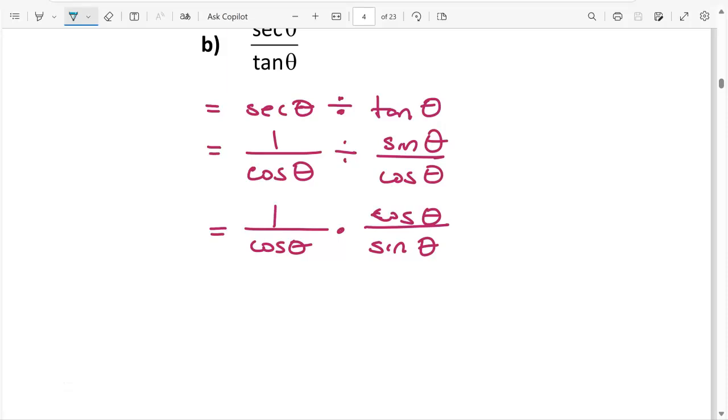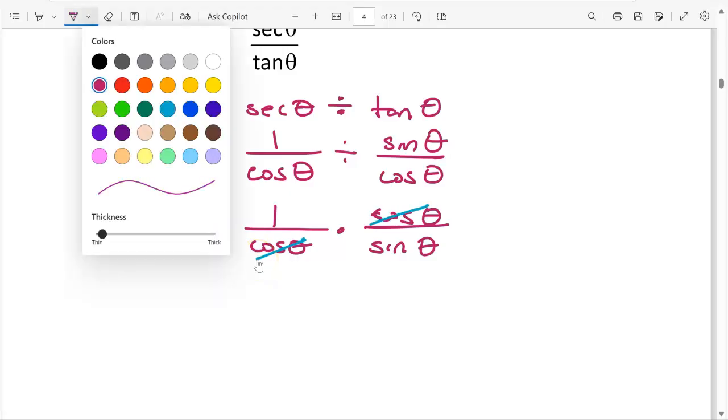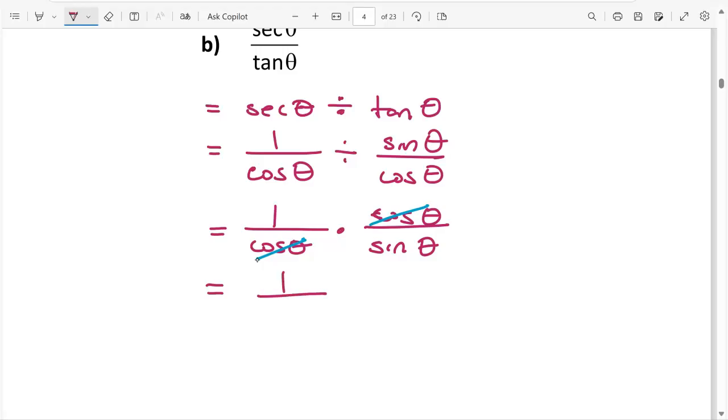At this point, we can grab the handy-dandy cancellation pen, cancel those factors of cosine, and we get a result of 1 divided by the sine. And we're going to re-express that so that it's not in fraction form. 1 divided by sine, or the reciprocal to the sine function, is the cosecant function. So cosecant of theta is the final result in simplest form.